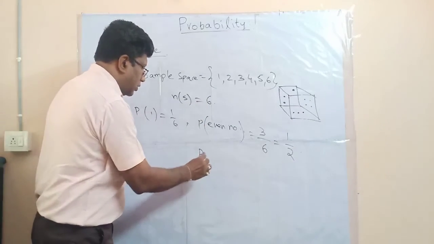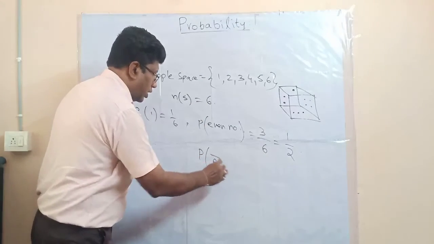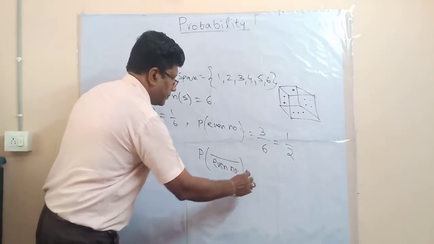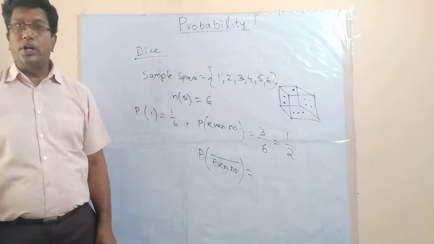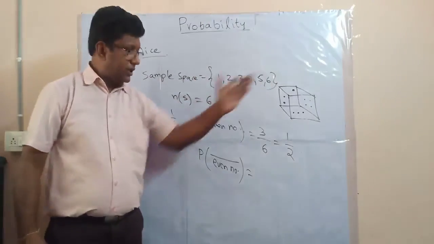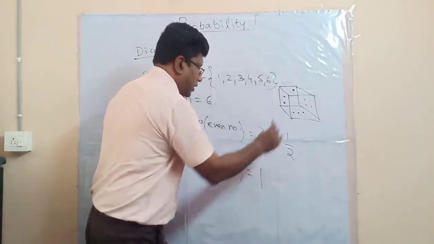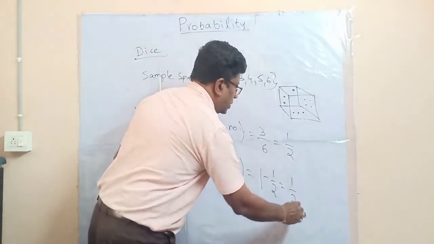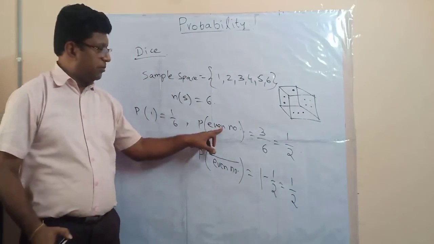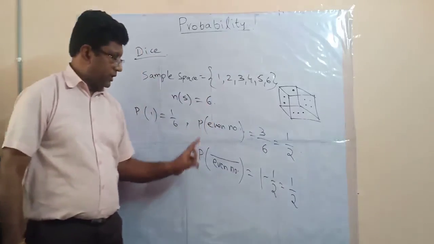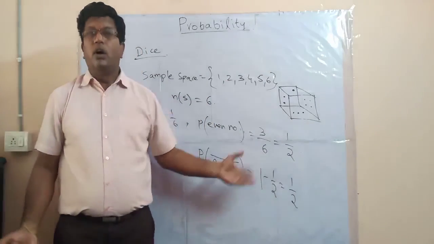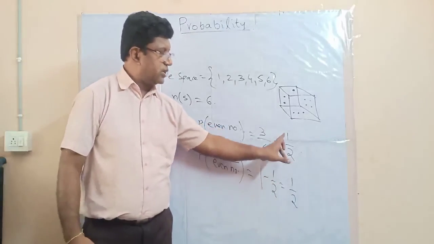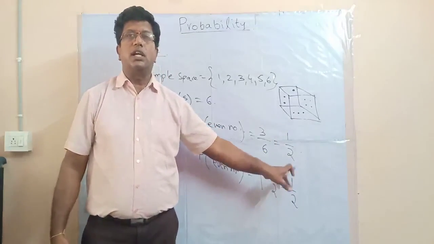Next, using this, what is the probability of getting a non-even number? Not an even number. So what do we do? The sum of all the probabilities is going to be 1. So 1 minus this probability will give you 1 by 2. The probability of getting an even number is 1 by 2, and the probability of getting not an even number, in other words an odd number, is also 1 by 2. And if you see this, the sum of the probabilities is 1.